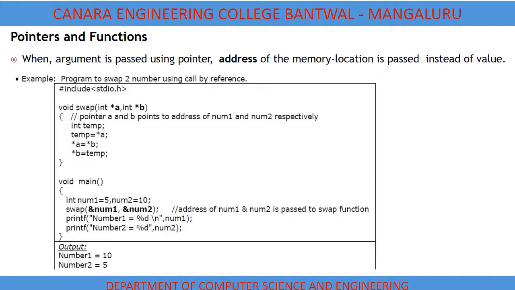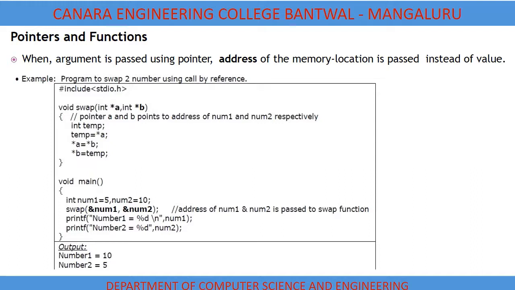We can see at the receiving end, in the function void swap, I've taken pointer variables, int *a, int *b. So pointer a and pointer b point to the addresses of num1 and num2. The address of num1 will be pointed to by pointer a, and the address of num2 is pointed to by the pointer variable b. Here what we are doing is interchanging the content of one variable with another variable. For that reason I have taken one temporary variable, int temp.